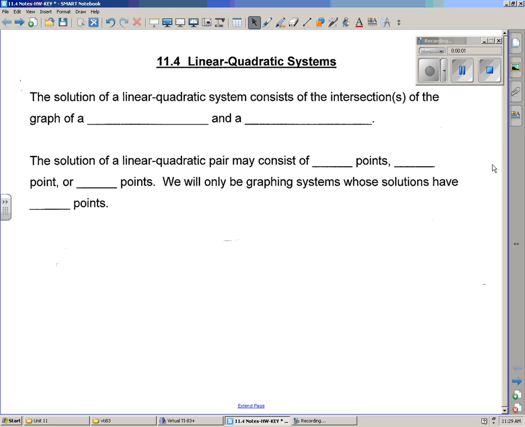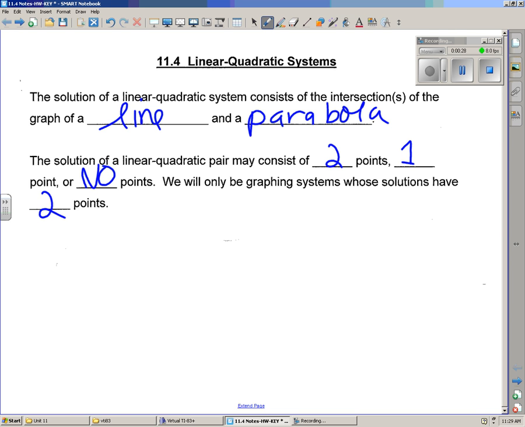All right, so for today's lesson, it's a review from last year. It's dealing with linear and quadratic systems. The solution of a linear quadratic consists of the intersection of the graph of a line, linear, and a parabola, which is your quadratic. The solution of a linear quadratic may consist of either 2 points, 1 point, or no points. We're only going to be graphing systems whose solutions have 2 points.